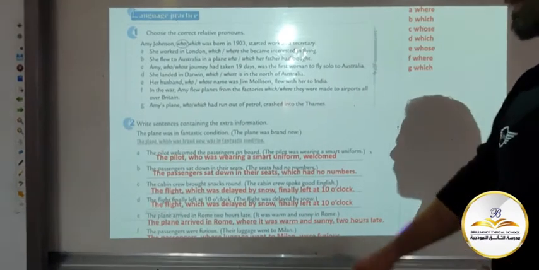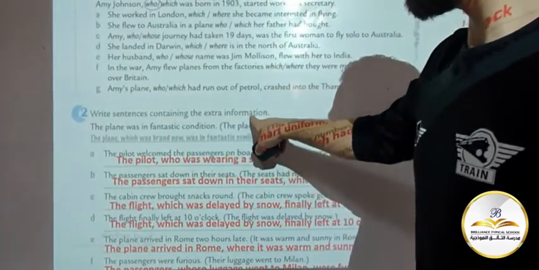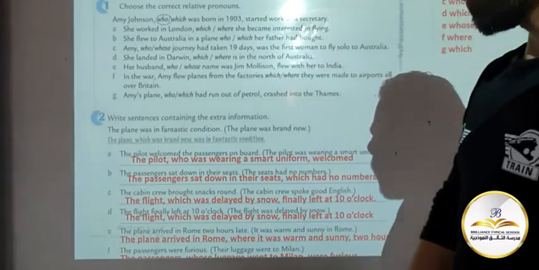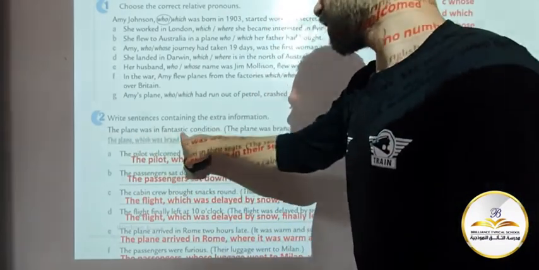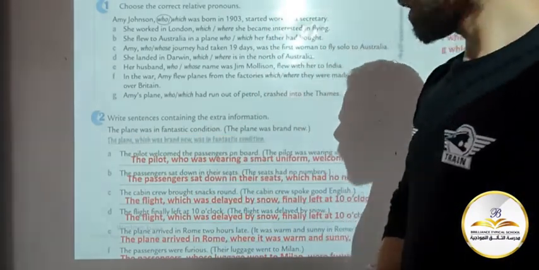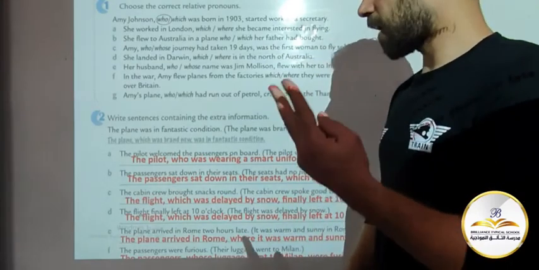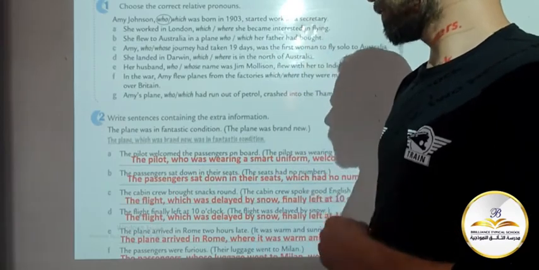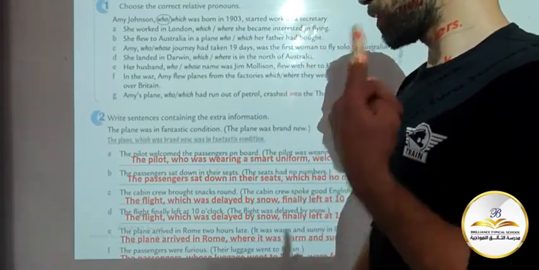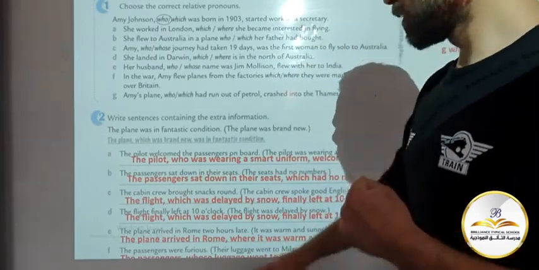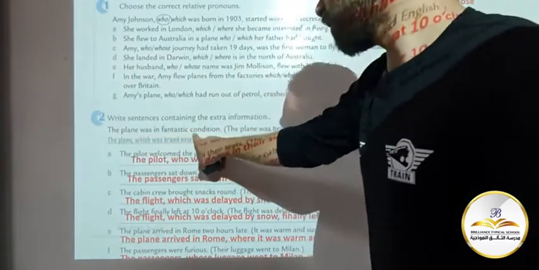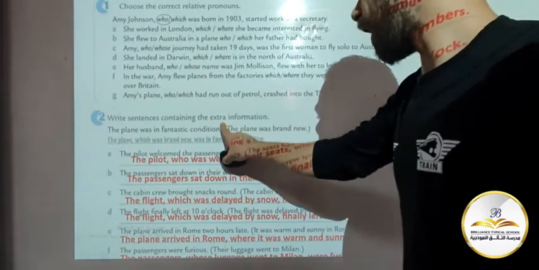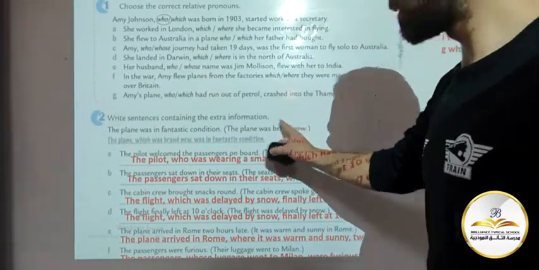Now we have another activity. We are going to write sentences containing the extra information. And here we have an example. The plane was in fantastic condition. As we said, we have two facts in one complex sentence. So, in a relative sentence, we have two facts. The first one is the plane was in fantastic condition, and they want me to add this inside of this sentence.